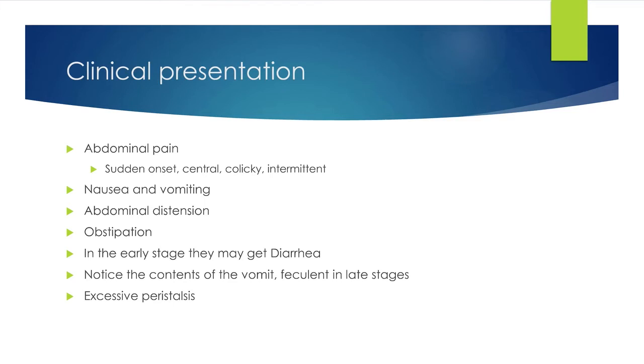We need to take notice of the content of the vomit. Upper GI obstructions lead to biliary vomiting, and on insertion of the nasogastric tube, the contents will be bilious. While those who have distal small bowel obstruction, you will notice that their vomiting and the content in the nasogastric aspiration tube is feculent, and that will happen after a few hours, and this is mainly due to bacterial overgrowth.